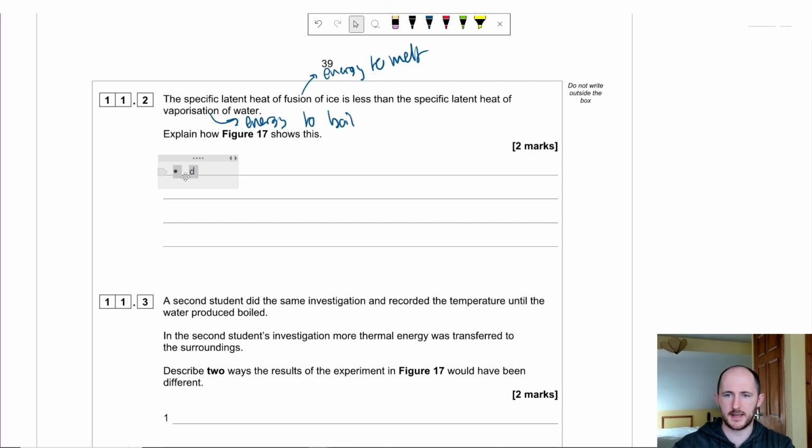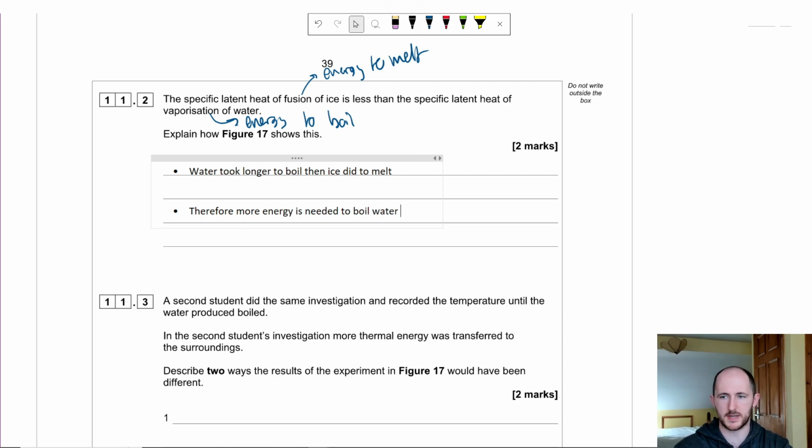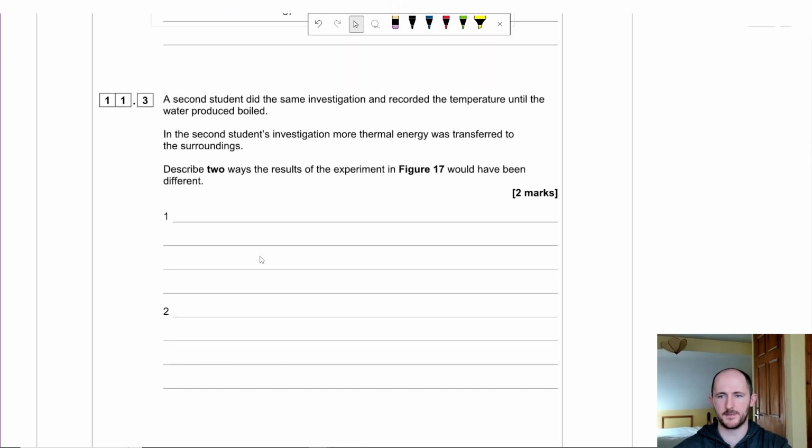Whoops, no, I don't like that. There we are. So, water took longer to boil than ice did to melt. Therefore, more energy is needed to boil water than to melt ice. Okay, and that's how the graph shows that.